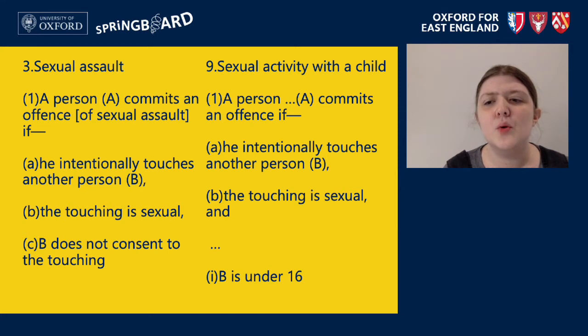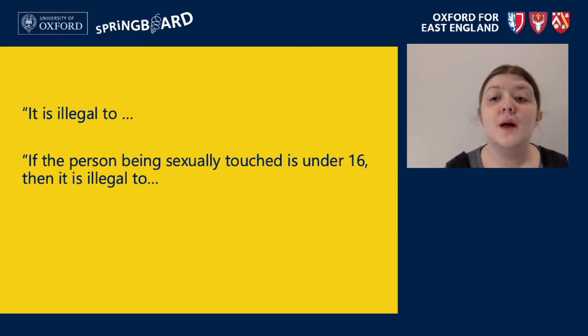And this is really important. Paying attention just to the two sections of statute on this slide, and the words as written, try to write 2 sentences which you could use to explain the law to a friend. First of all, just look at section 3, which doesn't talk about age. Start your sentence, it is illegal to. Now look at section 9. Start that sentence, if the person being sexually touched is under 16, then it is illegal to. Pause the video while you write.